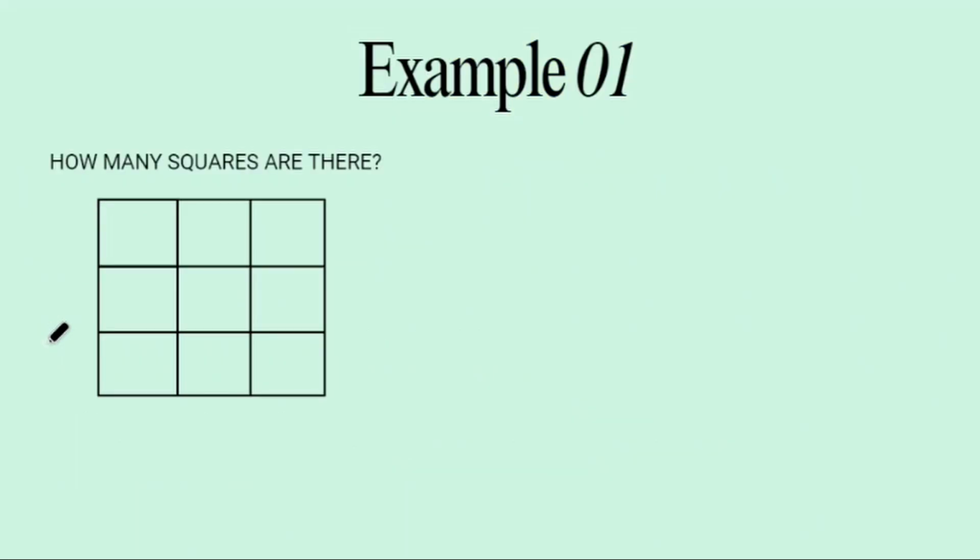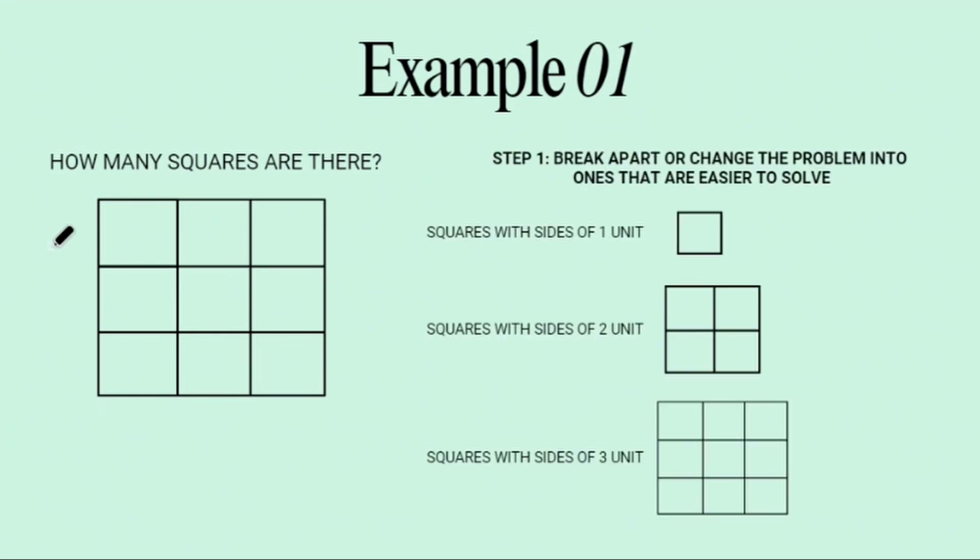Example 1. How many squares are there? Step 1, break apart or change the problem into ones that are easier to solve. So, we break apart the problem: the squares with sides of 1 unit, the squares with sides of 2 units, and the squares with sides of 3 units.